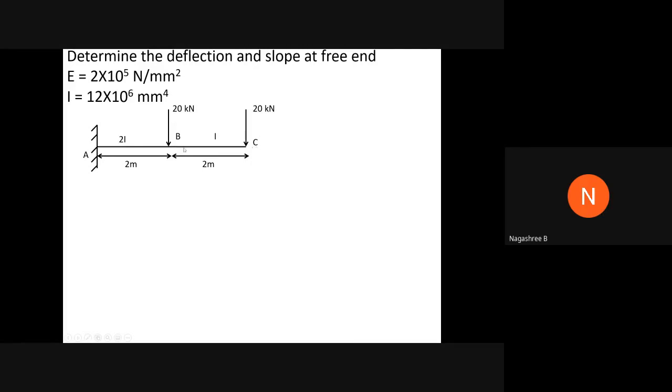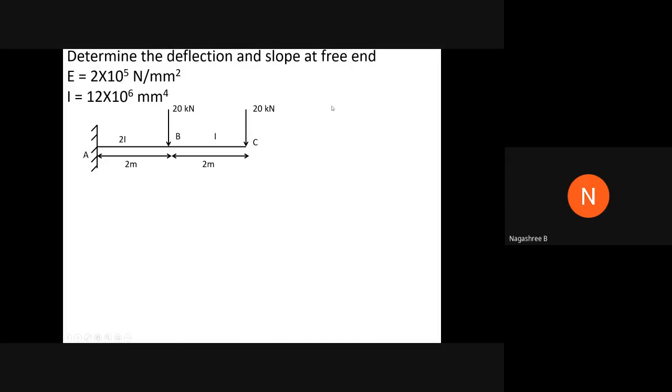You can also observe here that AB is the span of 2 meters, which is having the moment of inertia equal to 2I, and BC is having the moment of inertia equal to I. They have also given the value of Young's modulus as 2 into 10 power 5 Newton per mm square and I value as 12 into 10 power 6 mm power 4. So basically, we are supposed to determine the slope and deflection at point C, that is at the free end.